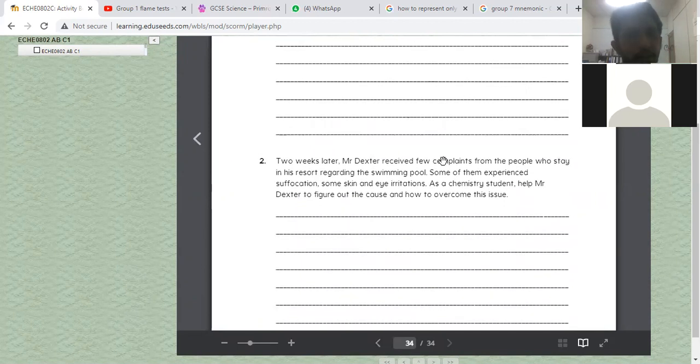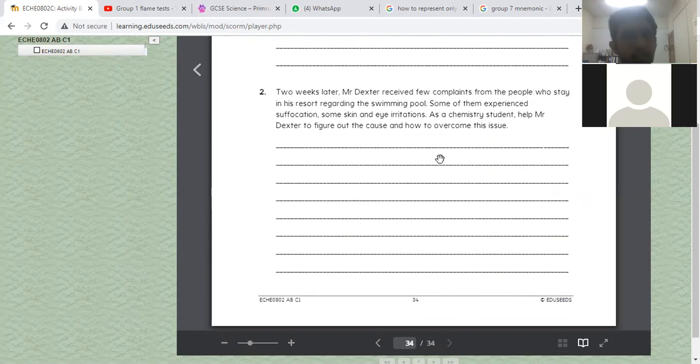Okay, the second one. Two weeks later, Mr. Dexter received a few complaints from guests who stayed in his resort. Some of them experienced suffocation, skin, and eye irritation. So, what do you think is the problem? He didn't put enough chlorine. I think it's the opposite. I think he put too much chlorine. That's why his customers got eye irritation and skin irritation. So to overcome this, he should put the right amount or reduce the amount of chlorine that he's putting inside the water.